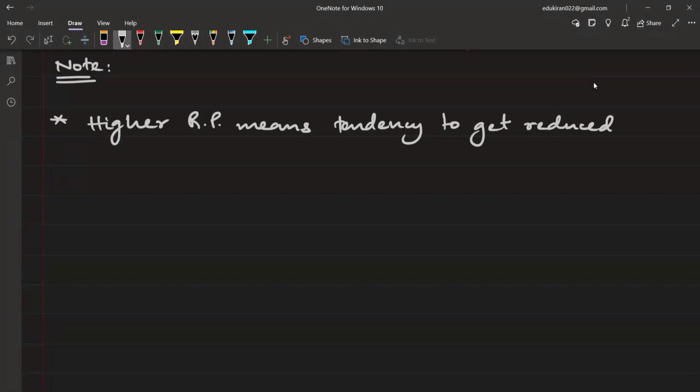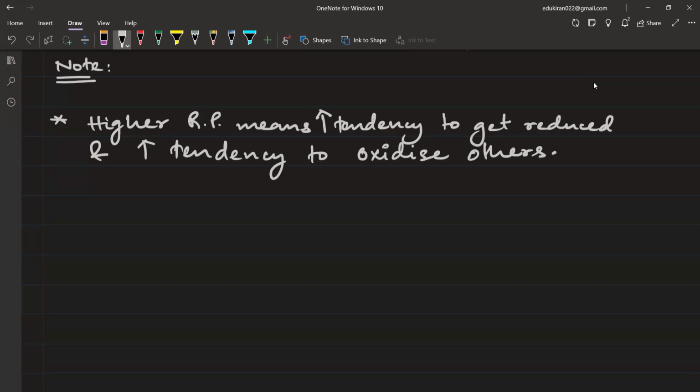So if you have higher reduction potential, that means it has higher tendency to get reduced and higher tendency to oxidize other. ये बात समझ में आया? If something is getting reduced, then what it is doing? It is oxidizing others. ठीक है? Please ध्यान रखिएगा. Has higher tendency to oxidize other and acts as oxidizing agent. It acts as oxidizing agent.